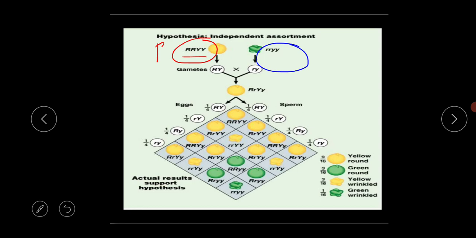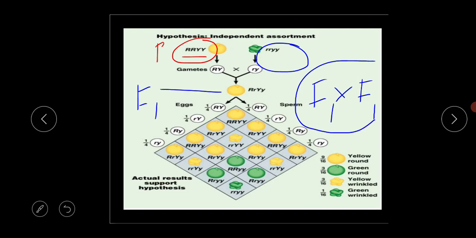Okay, now we are getting two gametes, capital R, capital Y, and the smaller small y. Now we cross the whole thing in the F2 generation. F2 generation means the F1 into F1. This is the F1 generation, capital R, capital Y, small y. So to get the F2 generation, we have to cross F1 into F1, so capital R, capital Y, small y into capital R, capital Y, small y.